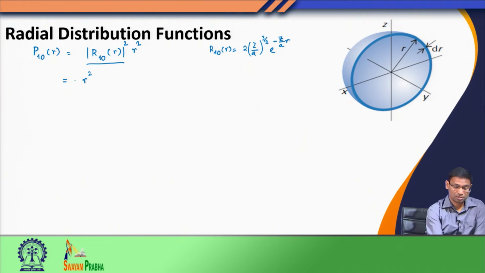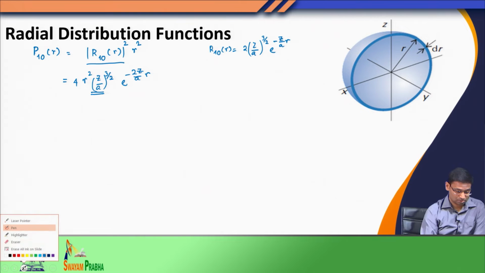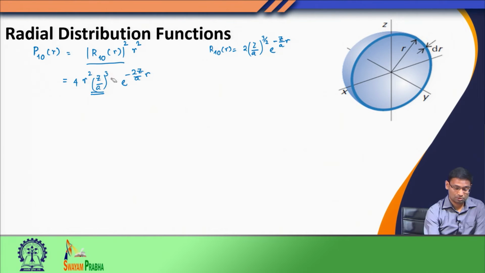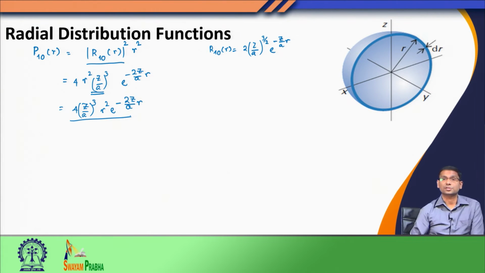So, the square of this function would become the square of it. So, 3 over 2, when I square it, it becomes cube. So, I have this is the radial distribution function.